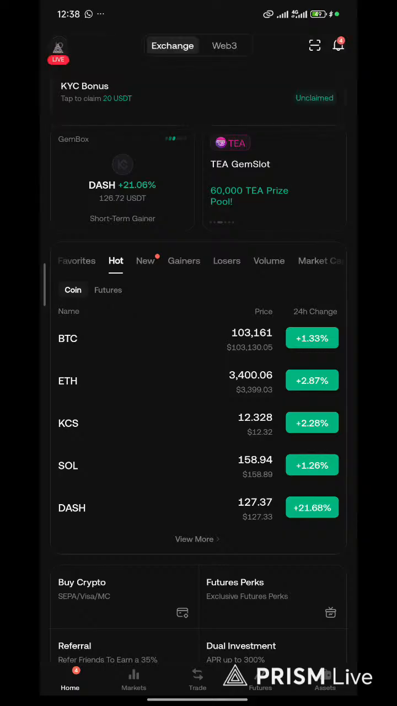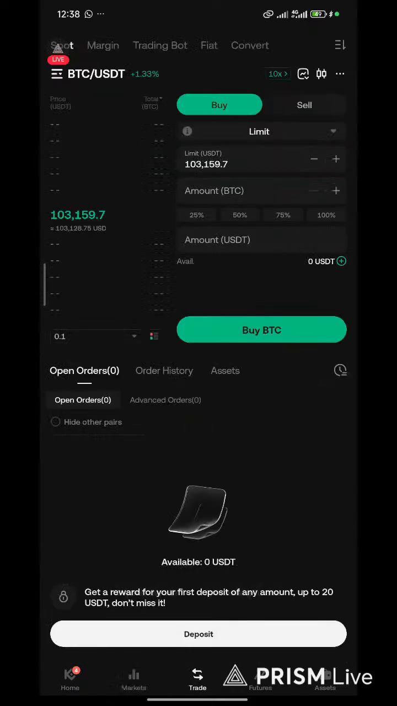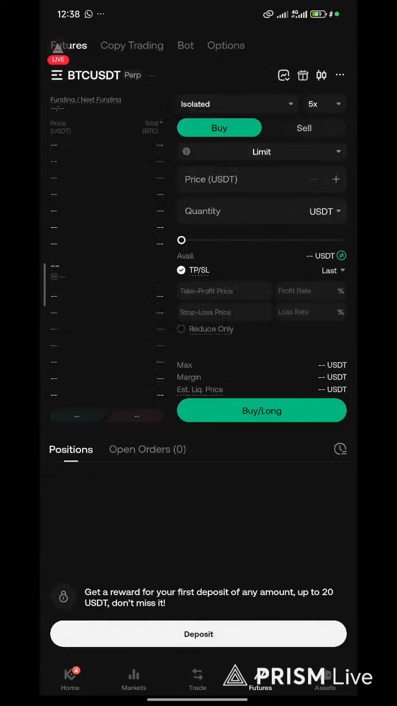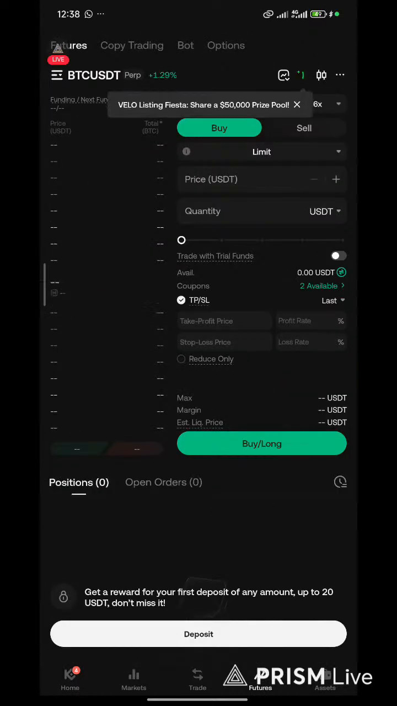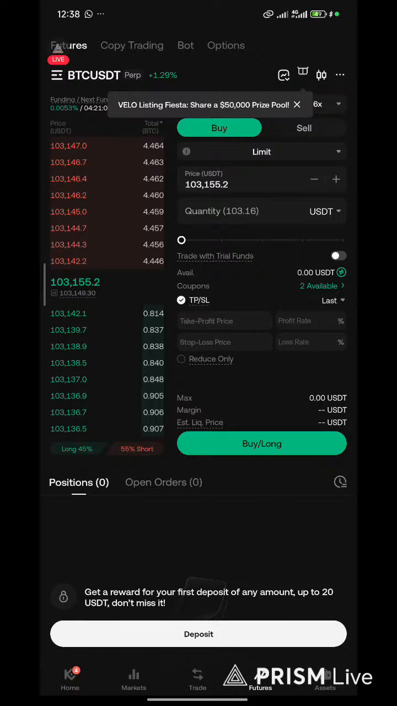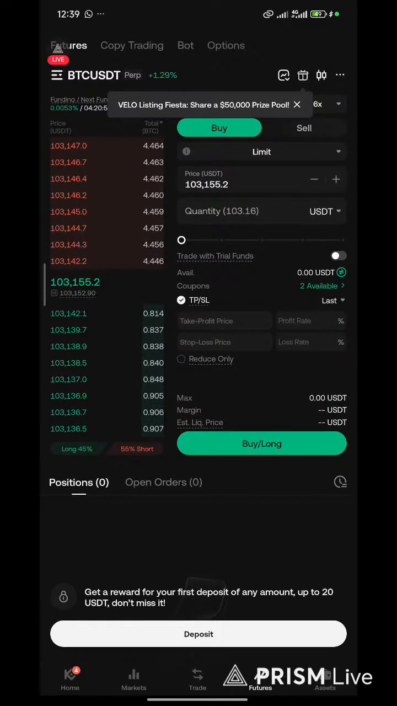After checking this, check at the bottom of it. I'm currently on the home page. You see market, you see trade, you see futures, and you see assets. This is the one I'm going to use to trade the futures aspect of it. Don't panic, I'm here with you to guide you.